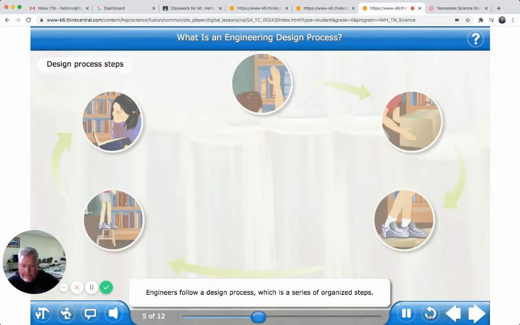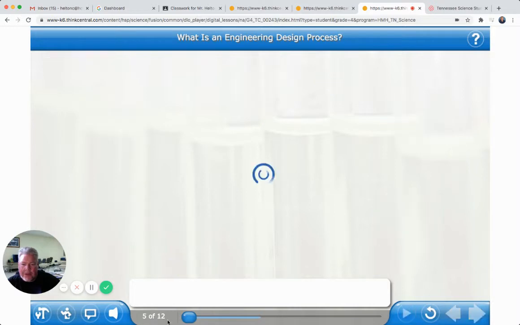Engineers follow a design process, which is a series of organized steps. To start this process, I need to start it over. First, be identified. Here we go.